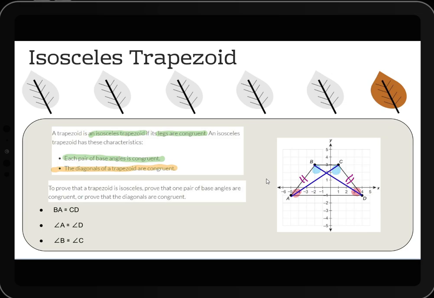There's really 3 that I want to single out here. You've got the legs are congruent, the base angles are congruent, and the diagonals of the trapezoid are congruent. That being the case, if you want to prove that it's an isosceles trapezoid, you have to show that one pair of base angles are congruent, or you have to prove that the diagonals are congruent, or you have to show the legs are congruent. If you can show one of those 3 things, you can verify that it's an isosceles trapezoid.